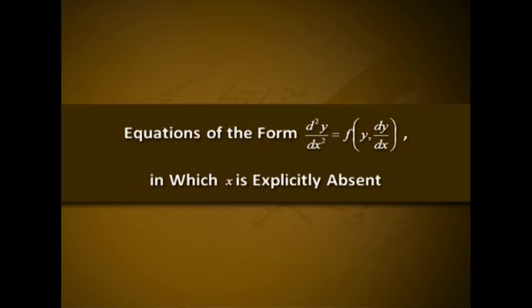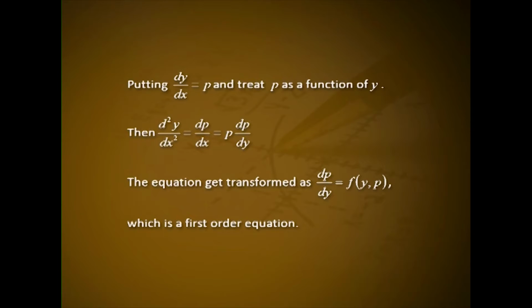Equations of the form d square y by dx square is equal to f of y comma dy by dx, in which x is explicitly absent. Putting dy by dx is equal to p and treat p as a function of y. Then d square y by dx square is equal to dp by dx, which is equal to p into dp by dy.